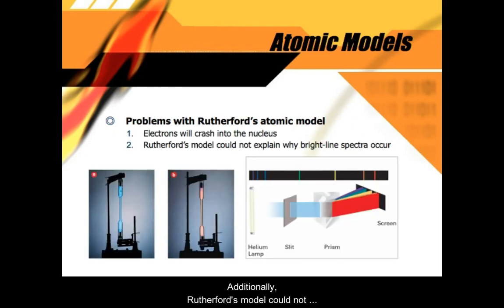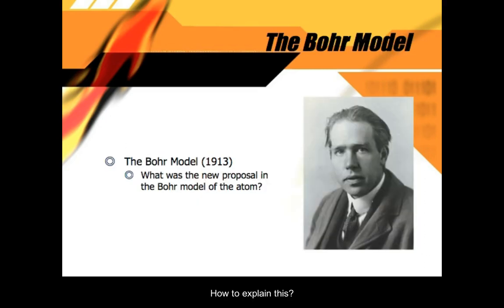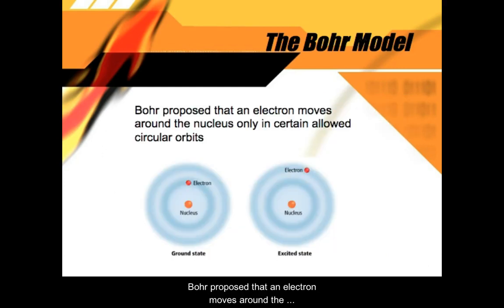Additionally, Rutherford's model could not explain bright line spectra. In fact, if his model with respect to electrons were correct, emission spectra could not exist at all. So again, big problem. How to explain this? Energy levels. Bohr proposed that an electron moves around the nucleus only in certain allowed circular orbits.